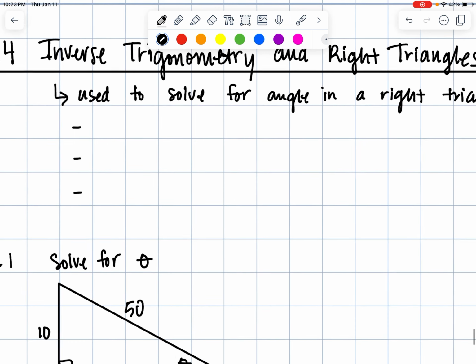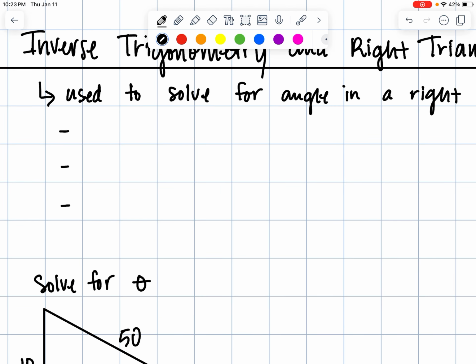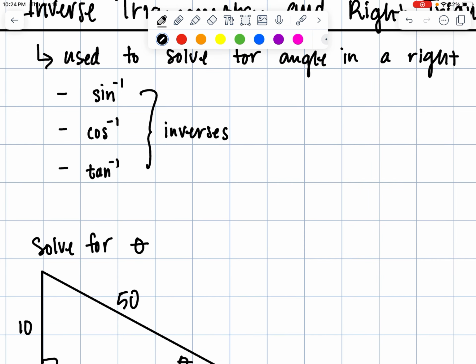Now, I have three dashes marked here to signify inverse trig, and for the most part, we focus on only sine, cosine, and tangent. Inverse sine looks like sine to the negative first power. Cosine is the same thing, cosine to the negative first power, and then tangent to the negative first. These all represent inverse functions, and you use this to solve in your calculator for angles in a triangle.